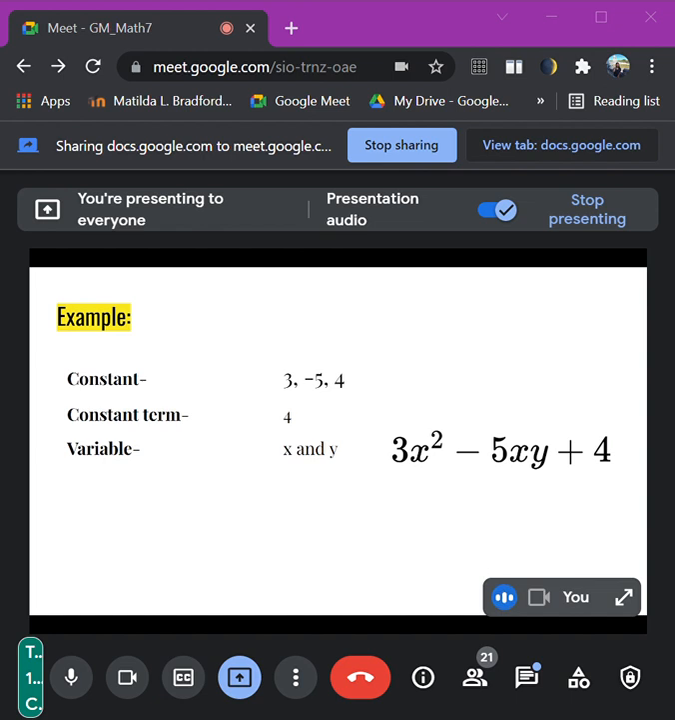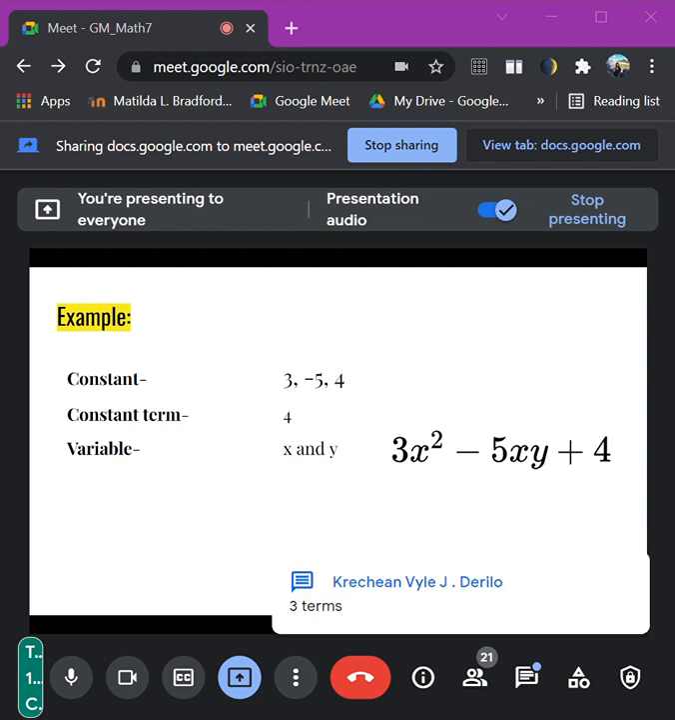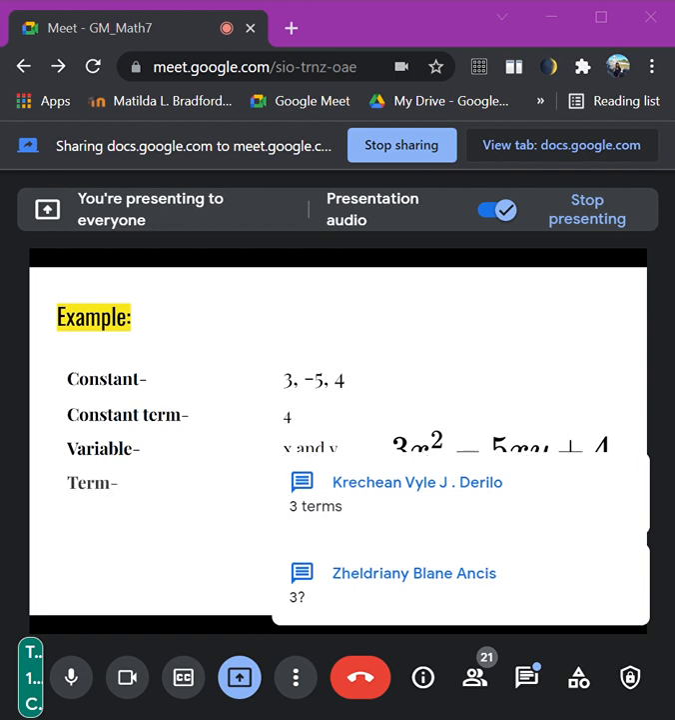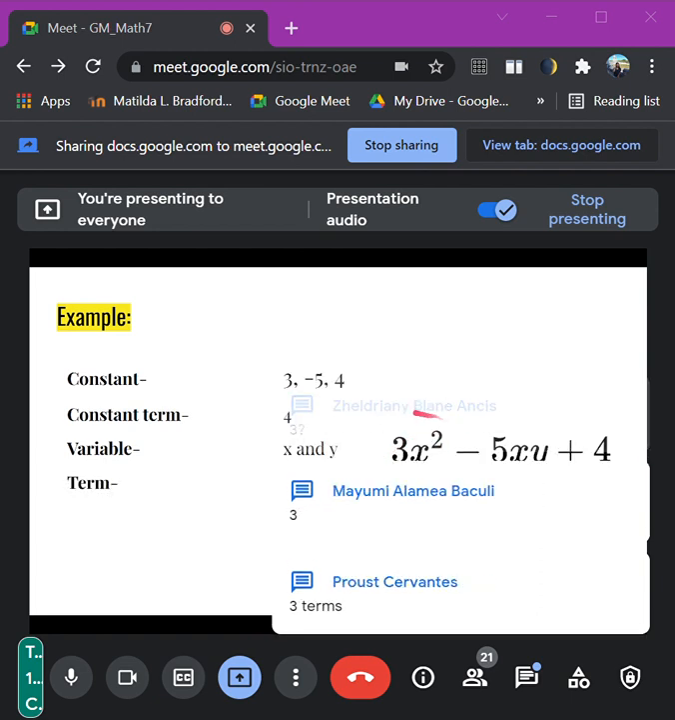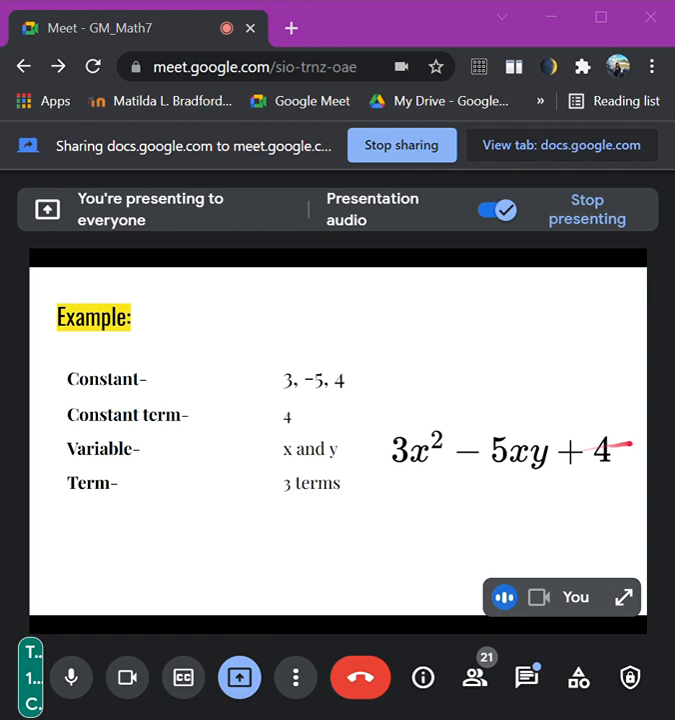Same as our counting of terms earlier. Okay, we have 3 terms. Very good. Because we have this one, this is the first term. And then minus there, this is the second term. And then this one is the third term. So, 3 terms in all. Okay, questions?